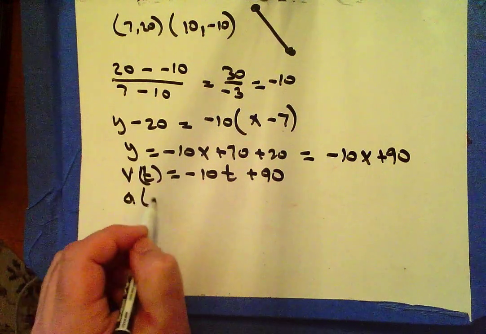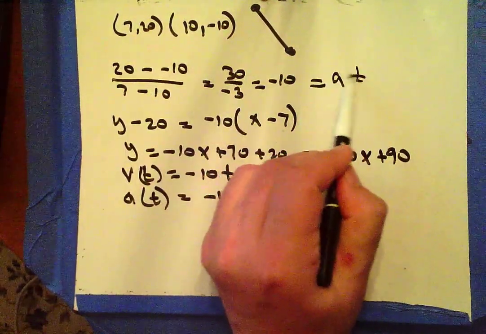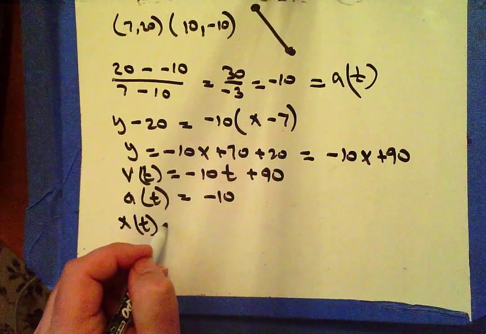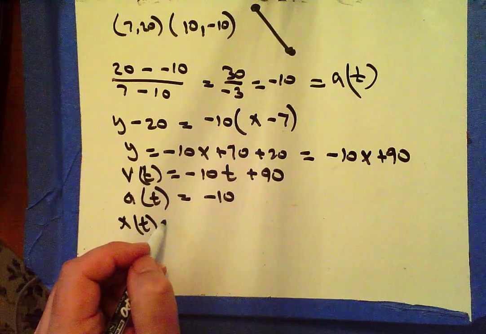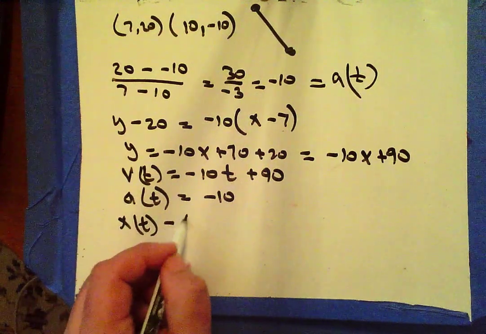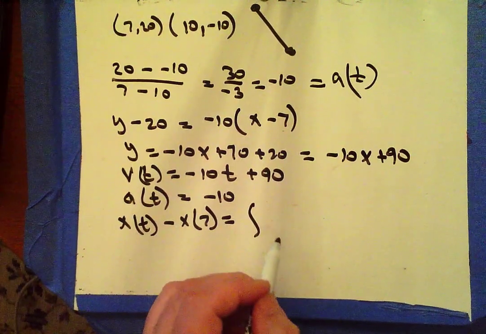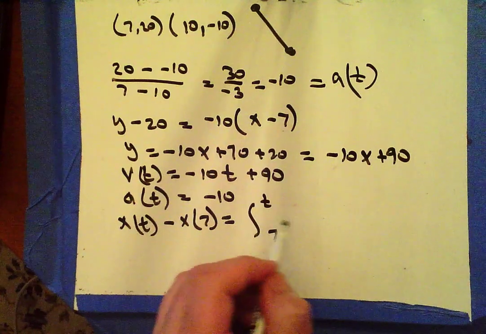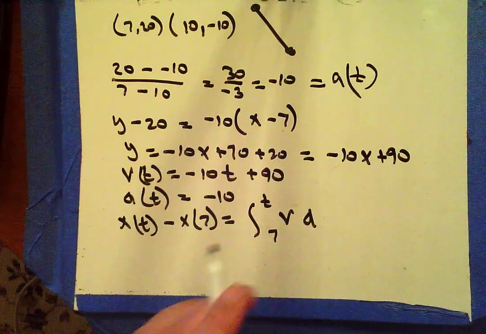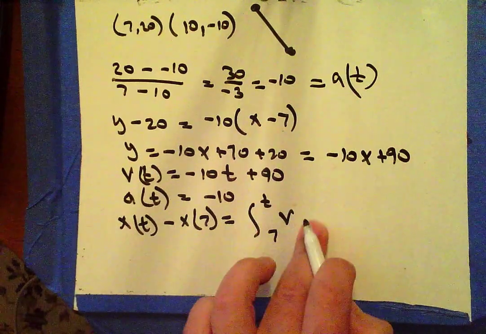Okay, a is the derivative of this function, so that's just negative 10, or this slope that we found, a of t. And then they want x of t. Well, x of t on 7 to 10. X of t minus x of 7 equals the integral from 7 to t of v. Oh, so not enough letters. I can't use x. I can't use t. I'm just going to say that.